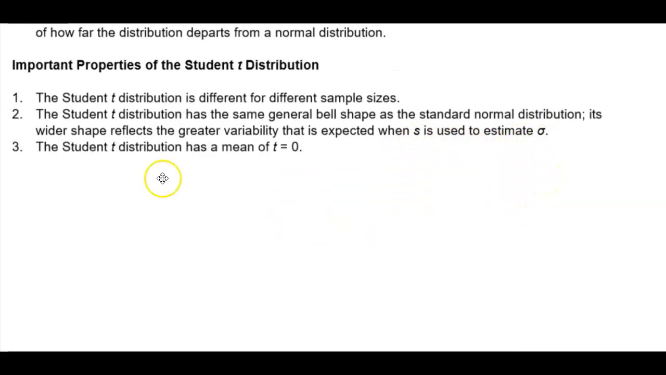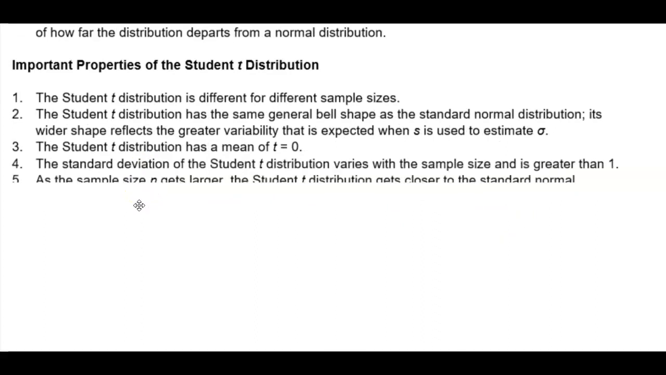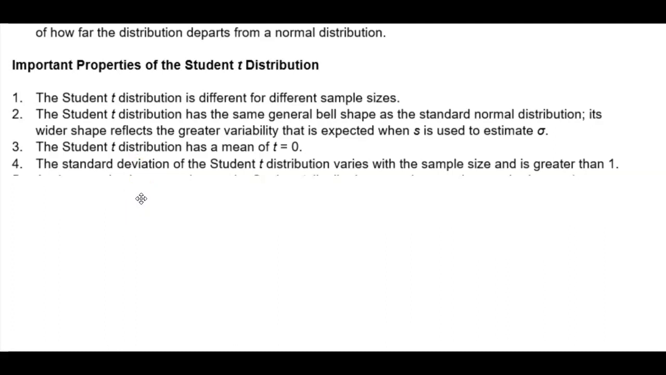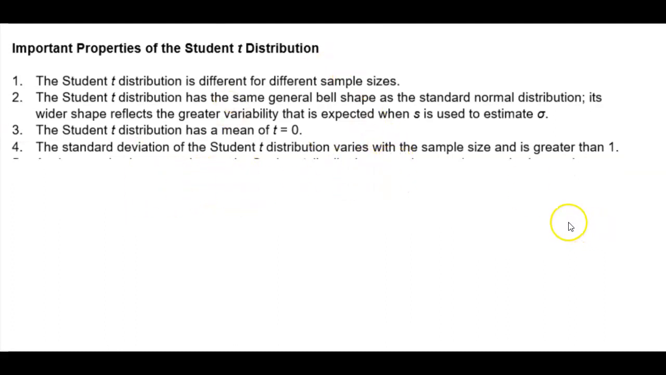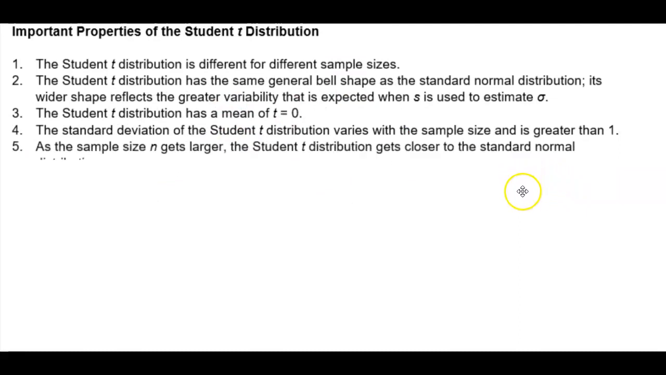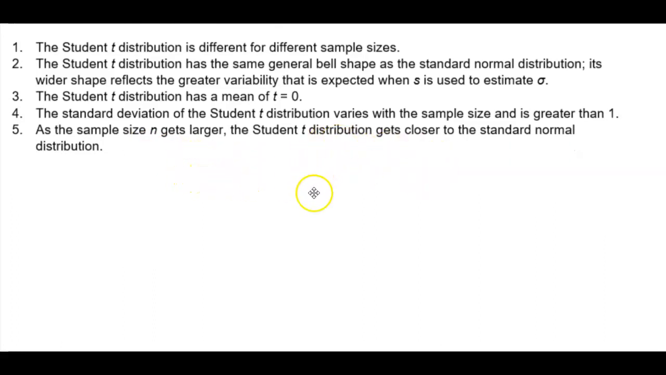And number 3, the student t-distribution has a mean of t equals 0. Number 4, the standard deviation of the student t-distribution varies with the sample size and is greater than 1. Number 5, as the sample size n gets larger, the student t-distribution gets closer to the standard normal distribution.